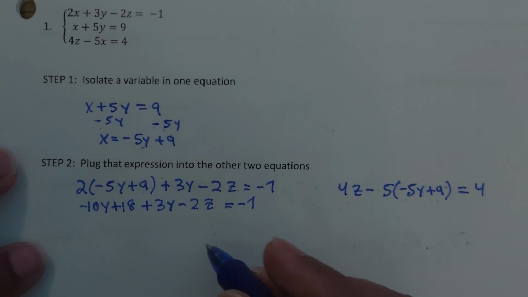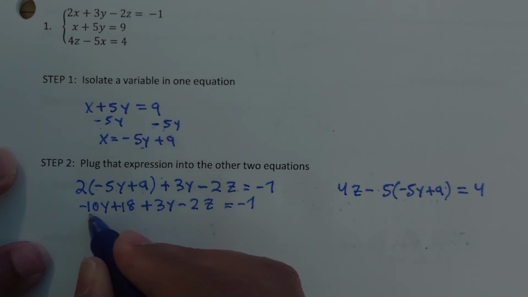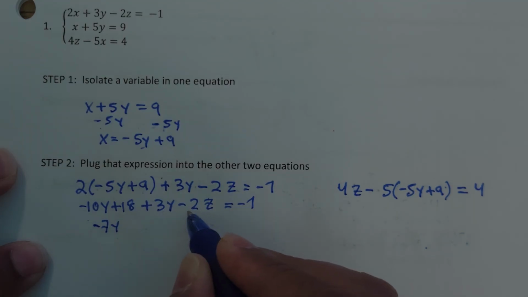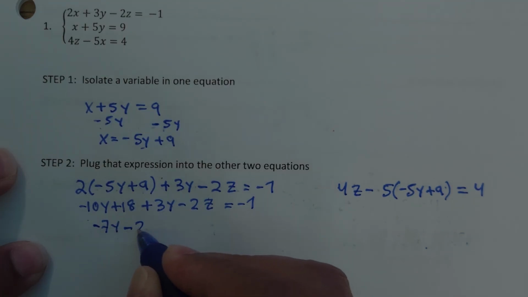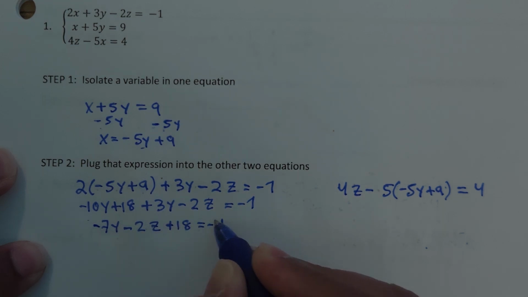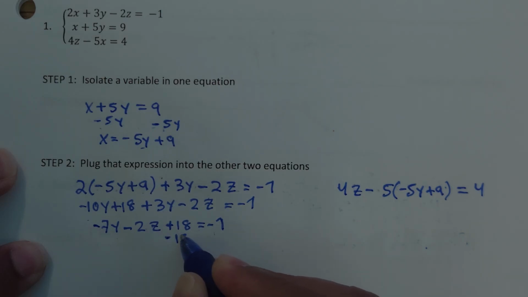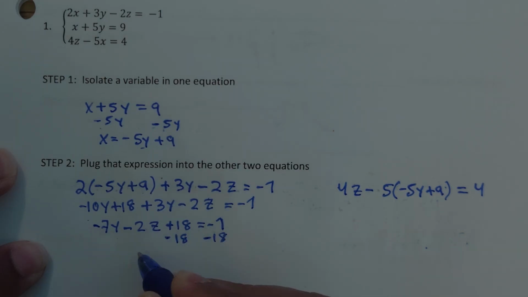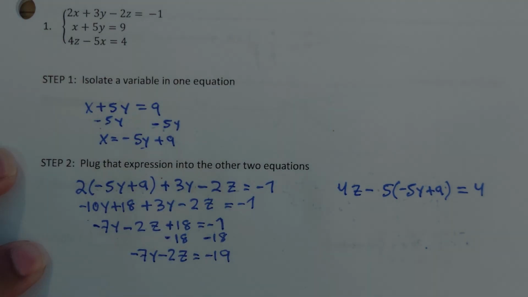So then I'm going to collect like terms. So I have negative 10y plus 3y, that's negative 7y. And then negative 2z, and then I have a positive 18, plus 18 equals negative 1. But then I'm going to subtract the 18 from both sides of the equation. So then I have negative 7y minus 2z equals negative 19.